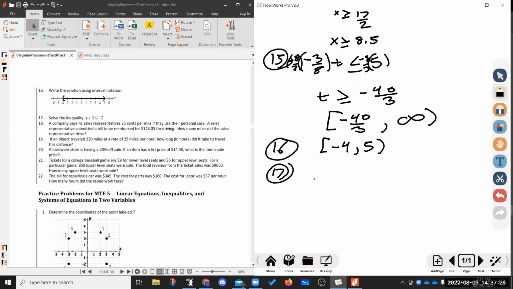17 wants us to solve the inequality. X plus 3 is less than or equal to -2. I'm going to subtract 3 from both sides. It doesn't tell us to write the answer in interval notation, but since we've been doing everything else in interval notation right before this, let's practice it. X is less than or equal to -5. So we're going to have an answer of -infinity to -5.